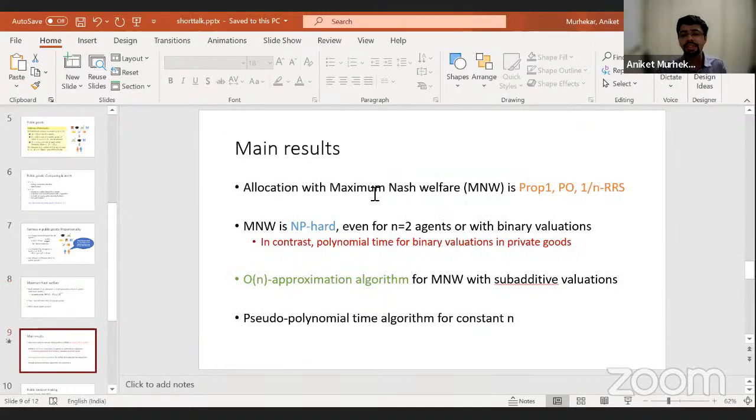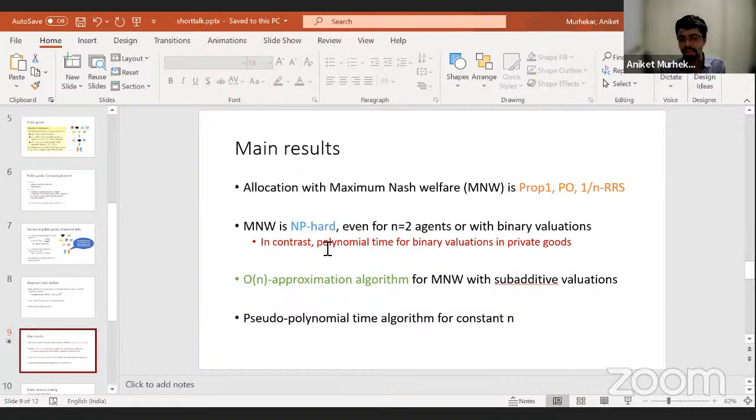Our first result shows that that is indeed the case. For public goods, the allocation that maximizes Nash welfare is fair, it's proportional up to one good, it's economically efficient in the sense that it's Pareto optimal, and it's also fair in the sense that it satisfies an approximation of the fairness notion of the round robin share. However, computationally, the maximum Nash welfare problem is NP hard, and we show that this hardness holds even when there are only two agents, or if agents only have binary values.